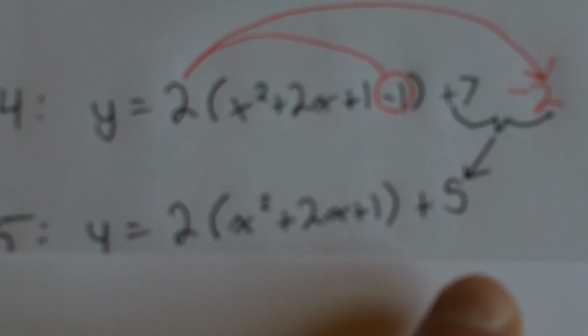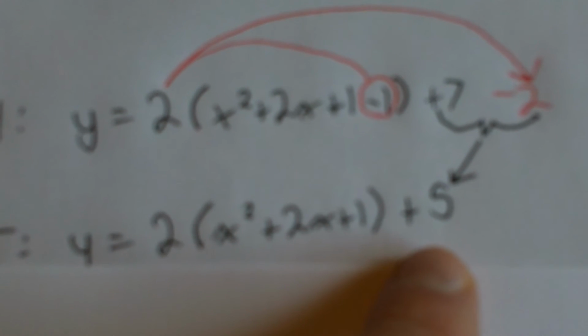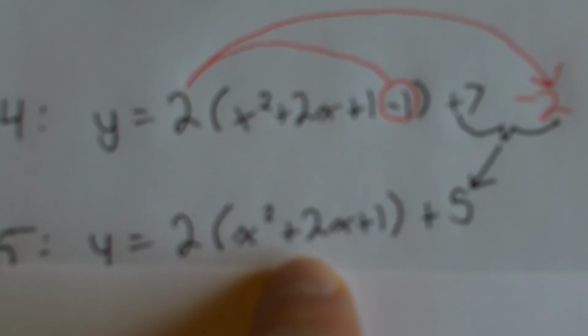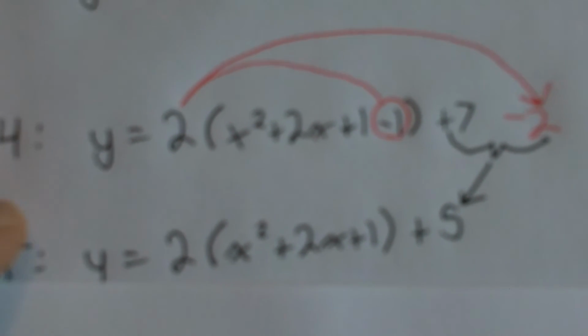And now you've got to simplify the outside. You have 7 minus 2, which gives us 5. And now we have our nice little perfect square inside the brackets: x squared plus 2x plus 1. Sorry, plus 1.